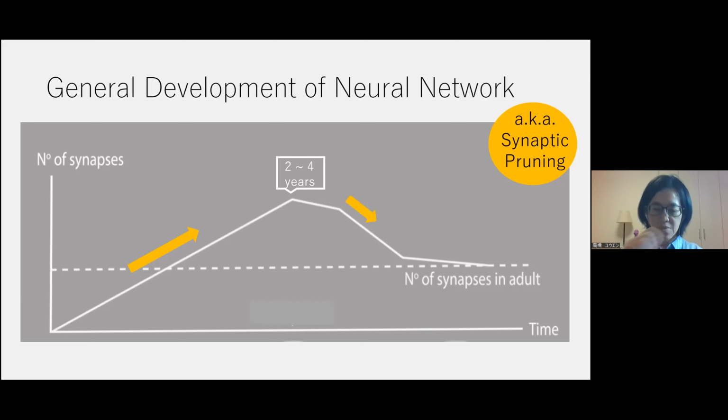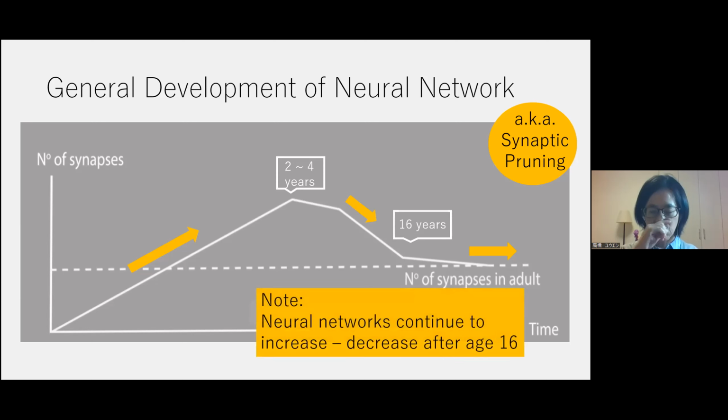And when it gets to about the age of 16, the decline will sort of level off, and we see about the same overall number of synapses throughout our adulthood. And this change in this trend in development is also known as synaptic pruning.